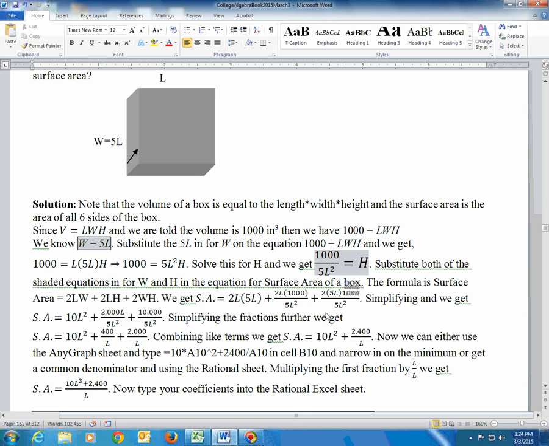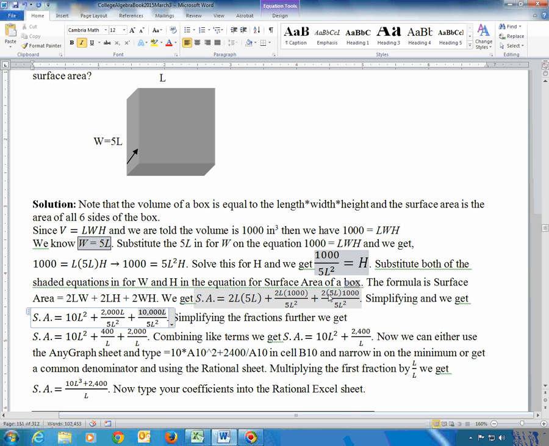So all I did there was I substituted in what W is in terms of L, and everywhere I saw a W I put 5L, and everywhere there's an h I put 1,000 over 5L squared, right there and right there. You could do it in pieces if you wanted to, but I did it all together, and then multiplying it together I get 10L squared here. Here I get 2,000 L over 5L squared, and here 10,000 L over 5L squared. There should be an L right here, because there's an L up there. 10 times 1,000 is 10,000 with an L over 5L squared.